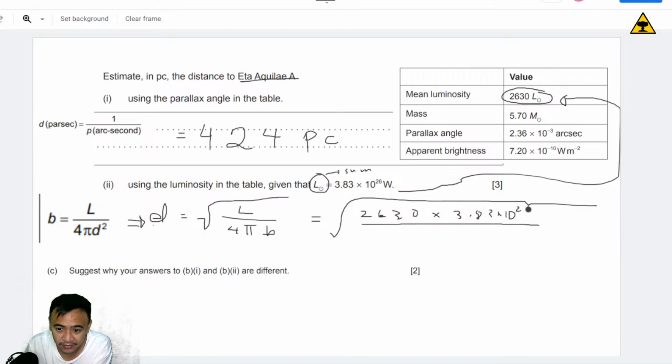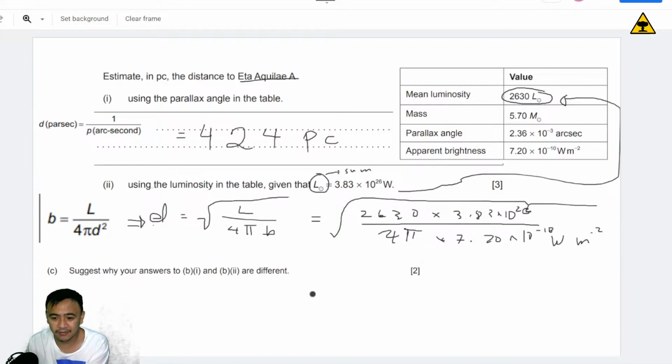So what do we do on the bottom? You still have 4 pi, right? And your B is given. Your B here is given as 7.20 times 10 to the minus 10 watts per meter squared. Okay, well, let's not put the unit in anymore. So that's the idea. Once you take the square root, that's your distance in meters.